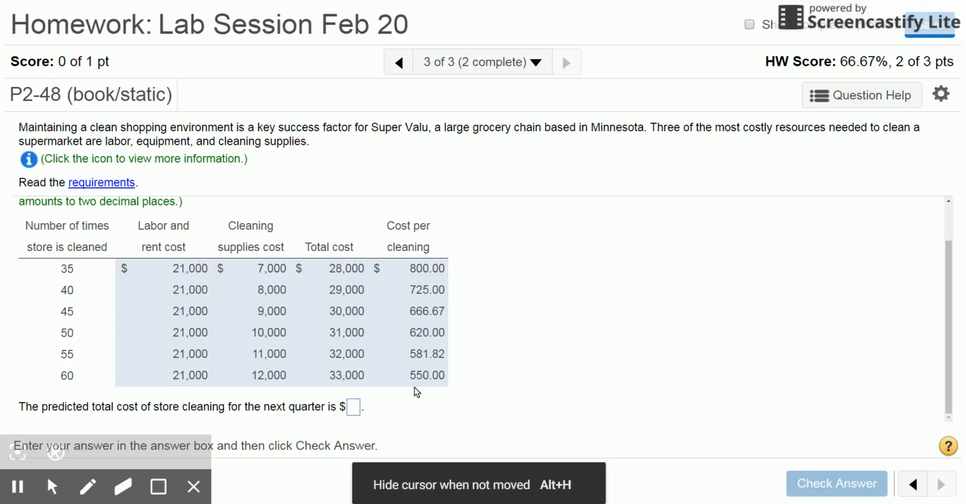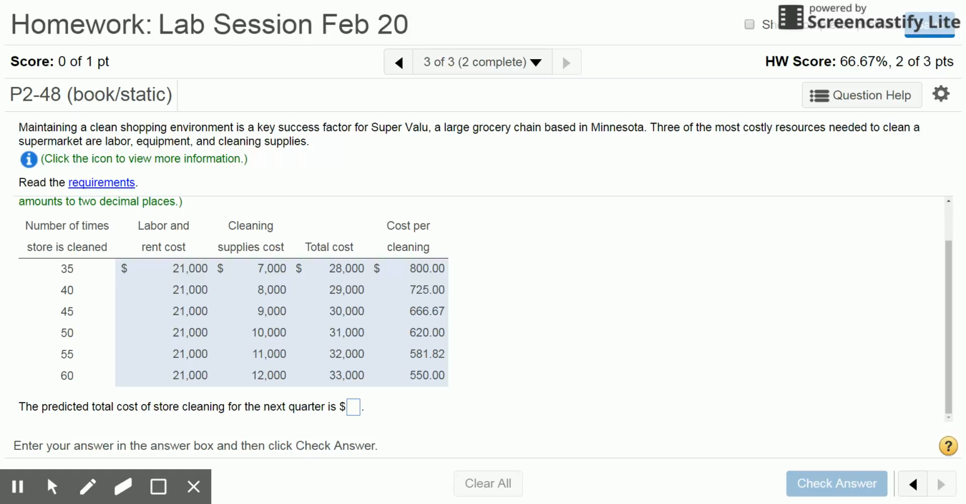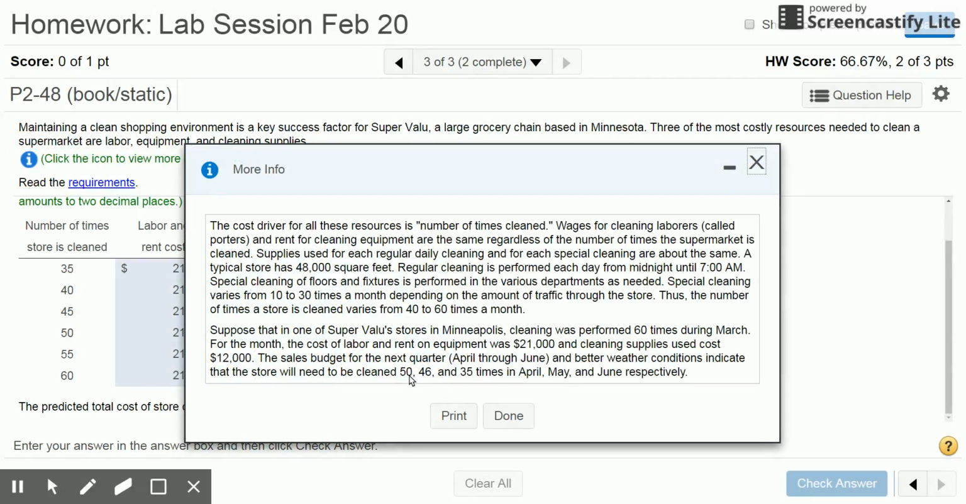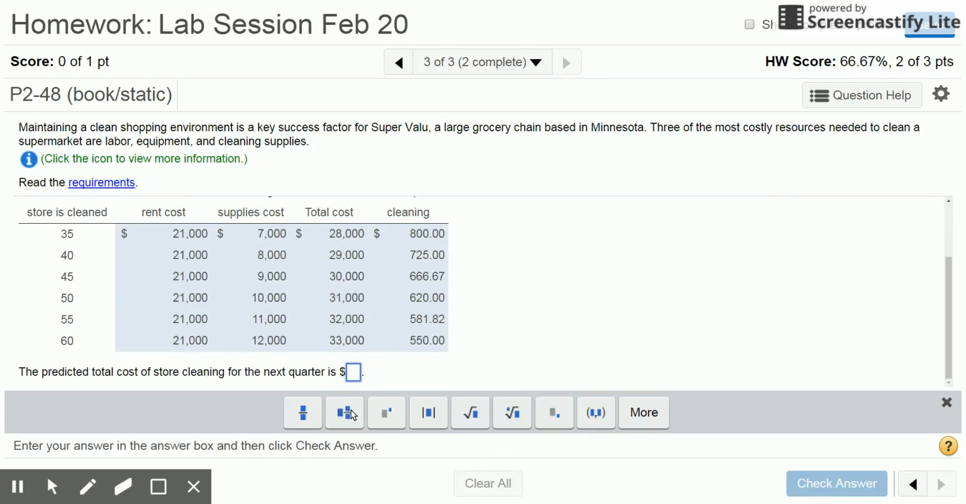So in the next quarter we will have 3 months, and as a result we will have 3 fixed costs. So 3 multiplied by 21,000, and then the total summation of all the cleanings, which is 50 plus 46 plus 35, gives us 131 cleanings multiplied by 200. If you sum all of these numbers, the total for the next quarter is 89,200. And I will do the rest of the question in the next video.